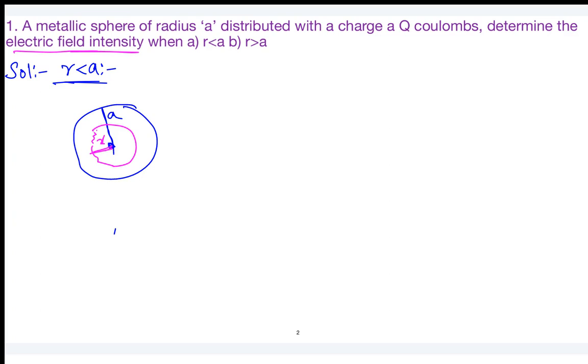So this is a sphere of radius A distributed with Q coulombs. And when you consider an inside surface, what about the electric field intensity? So using Gauss law, what is the condition? Double integral D dot dS is equal to Q enclosed. So which means that the flux density is a constant. Can you tell me what is the surface area here?